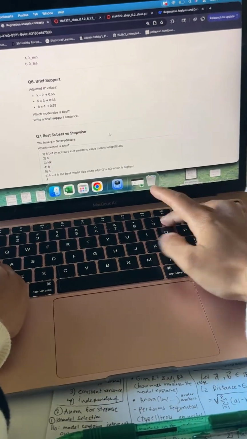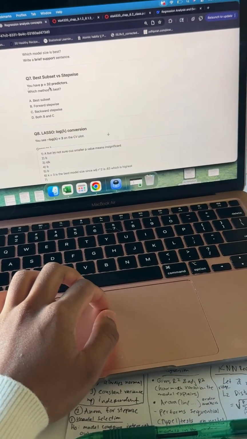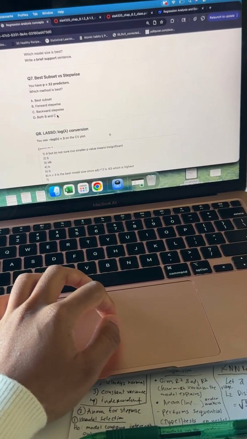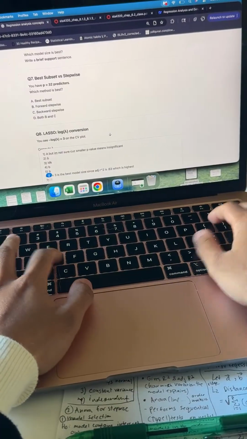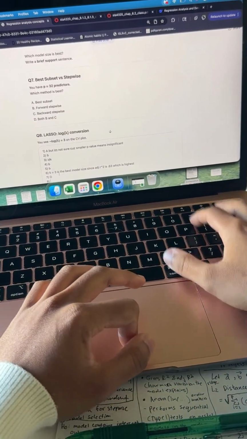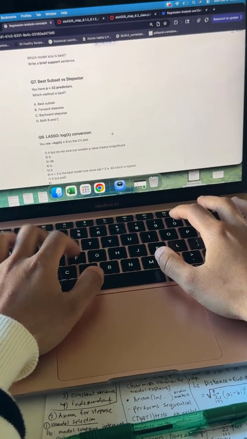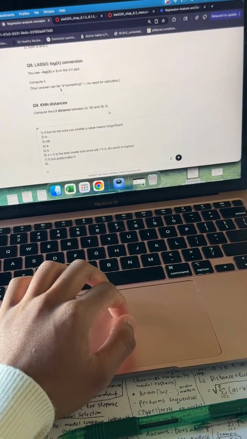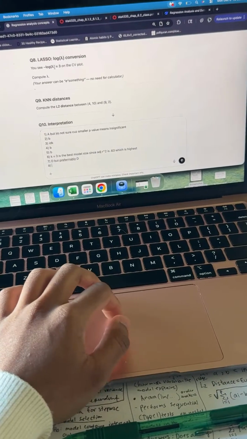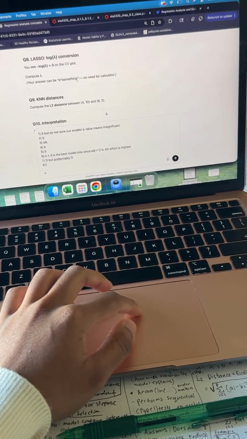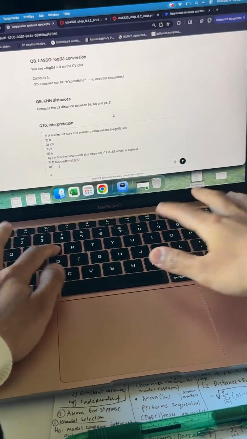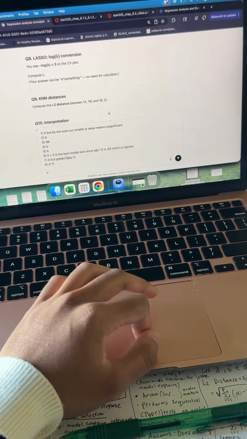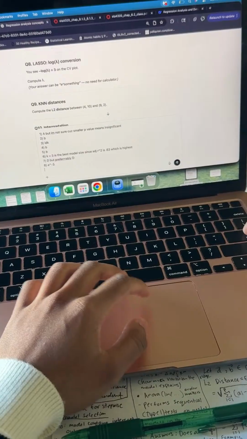And then number 7, best subset versus stepwise. We have p equals 32 predictors. Has to be forward. It could be both B and C. I'd say D then. But preferably D. So question 8, lasso log of lambda conversion. You see this in the CV plot. Compute your answer, can be e to the something, no need for a calculator. I say e to the 3. Actually, no. If you're taking negative log, that's going to be e to the negative 3. That's confusing.